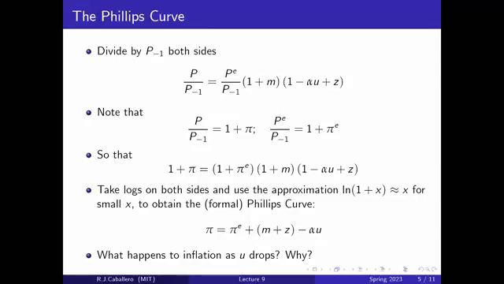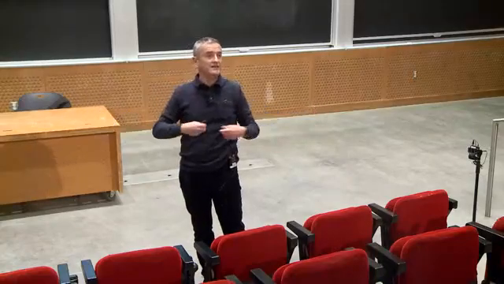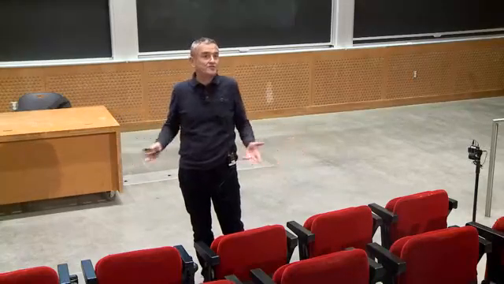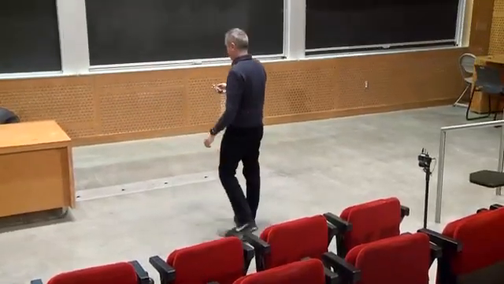So the reason inflation will be lower when unemployment is higher, given all the rest, is because there will be less wage pressure. Workers will demand lower wages, that means lower prices, and therefore inflation will be lower. The economics hasn't changed at all. I only divided both sides by p minus 1, and I took the logs and I approximated. So the economics has not changed. I just did a little bit of basic math.